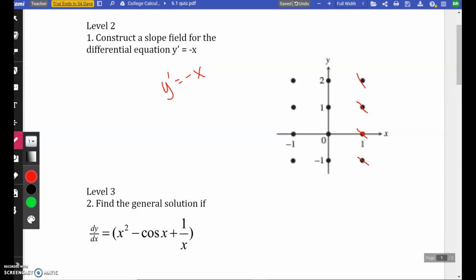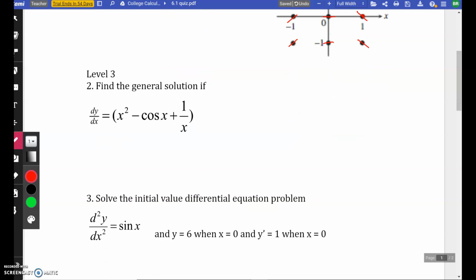Here x is 0, so negative 0. When I draw a line that has a slope of 0, it looks like that. Here all of these are x's of negative 1, so negative, negative 1. I plug in and I get 1, so I draw a slope of 1.